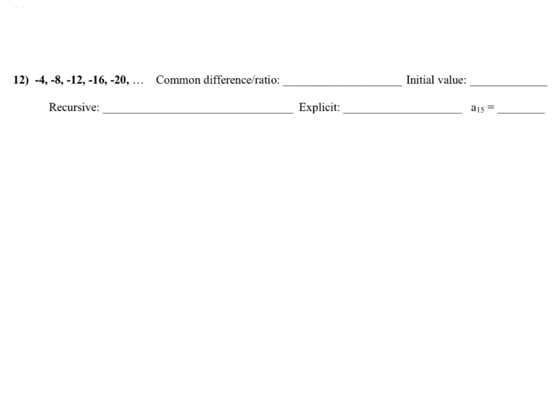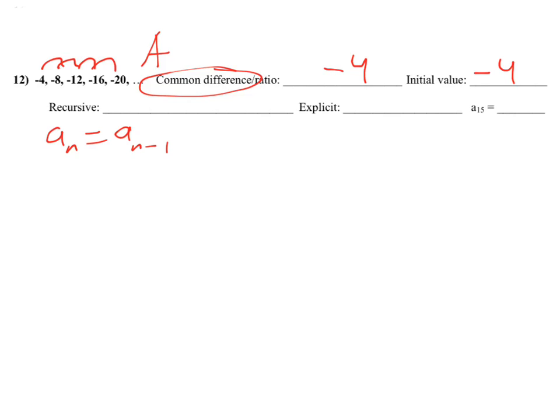And then finally 12, we have a pattern here of just subtracting 4 every time, which makes it arithmetic, with a common difference of -4. The initial value is just the first term in the sequence, which is -4. The recursive function is going to be a sub n equals a sub n minus 1 minus 4, because you're subtracting 4 every time, and you have to say where to start, so a sub 1 is -4.